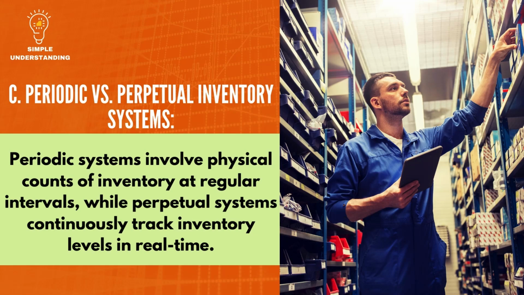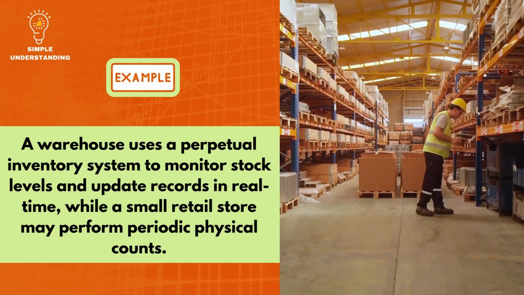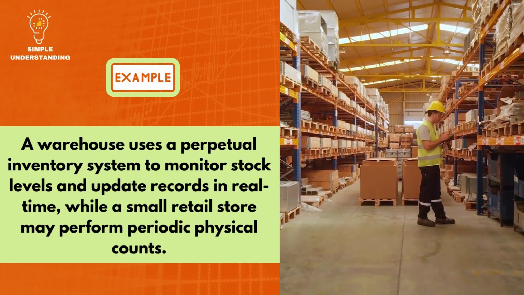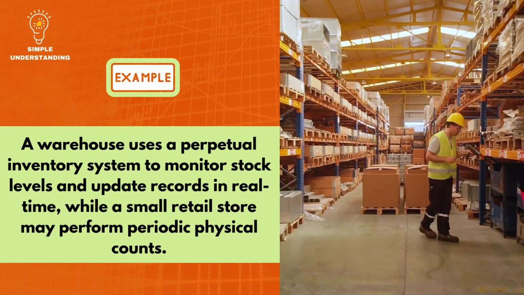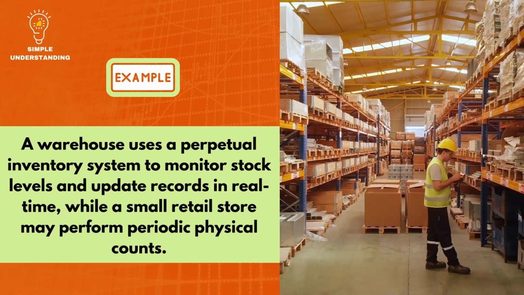C. Periodic versus perpetual inventory systems. Periodic systems involve physical counts of inventory at regular intervals, while perpetual systems continuously track inventory levels in real time. Example: A warehouse uses a perpetual inventory system to monitor stock levels and update records in real time, while a small retail store may perform periodic physical counts.